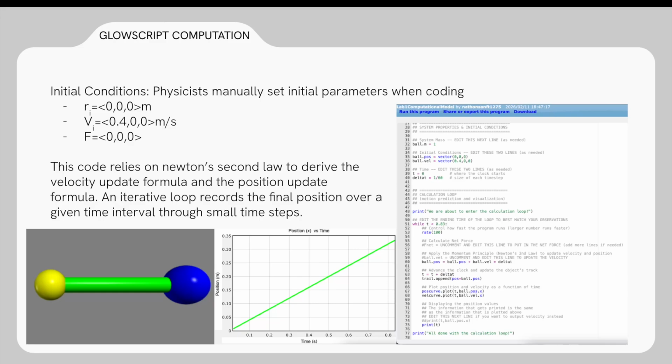And an iterative loop records the final position over a given time interval through small time steps. So a final position is calculated and recorded, then time is advanced, and the next final position is recorded. This happens hundreds of times throughout the code to spit out a final graph which shows the final position over a time interval, predicting the motion of the object through the code.